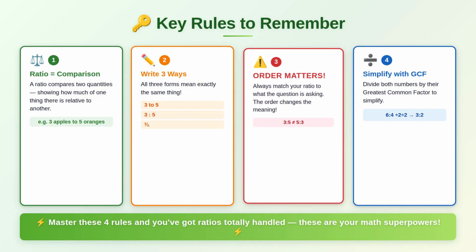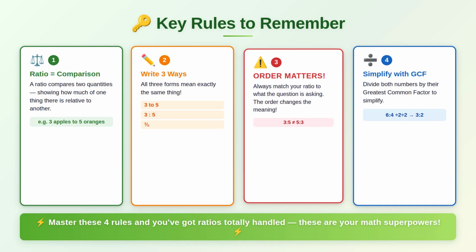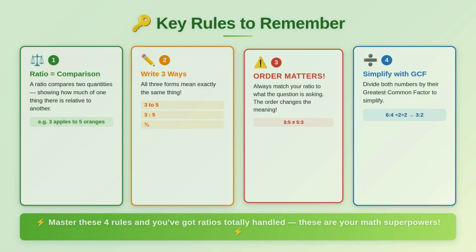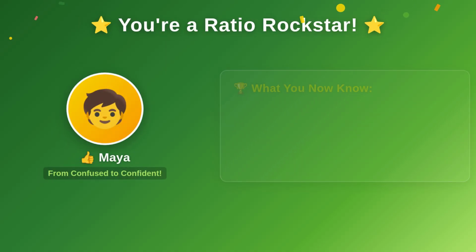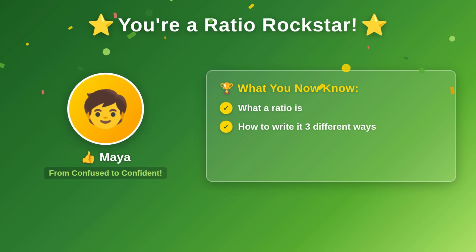Rule 4. You can simplify ratios just like fractions by dividing both numbers by their greatest common factor. Master these 4 rules, and you've got ratios totally handled. These are your math superpowers.